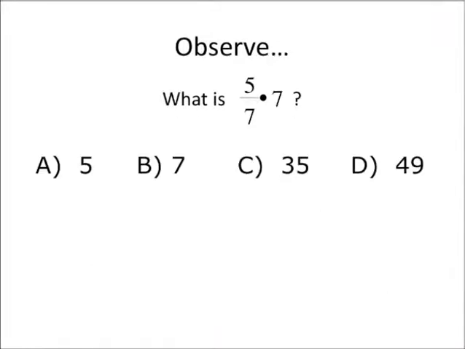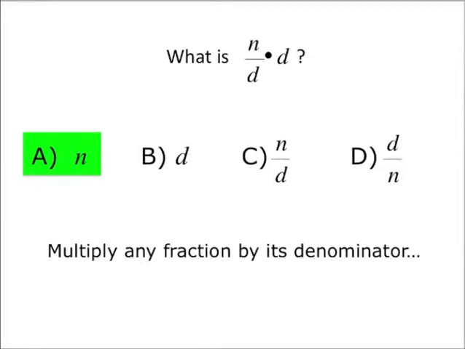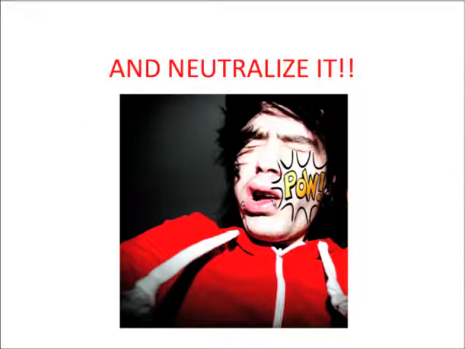So if 2/3 of 3 is 2, use your favorite technique to figure out what is 5/7 of 7. The product is 5, not a fraction. So for any fraction made of a numerator n and a denominator d, what do we get if we multiply it by its denominator? That's right, just the numerator. If we multiply any fraction by its denominator, we neutralize it.